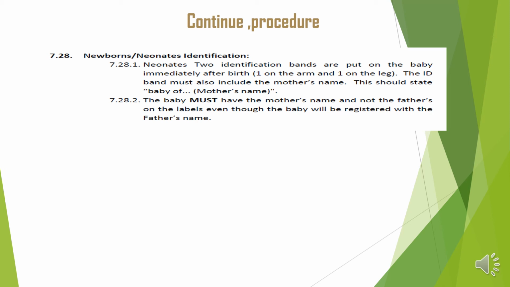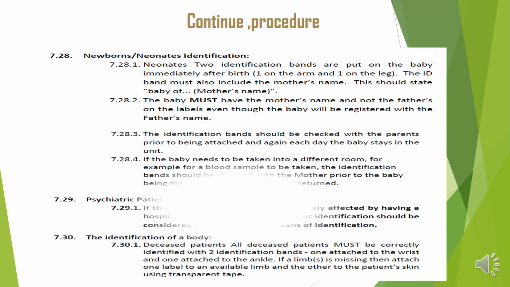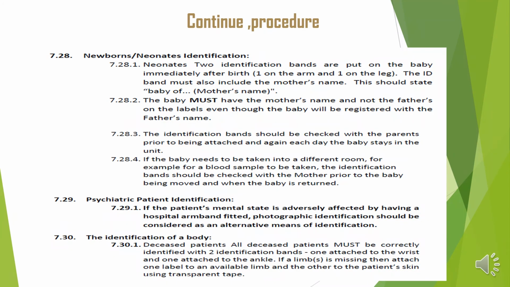So two ID bands, one on the leg, one on the wrist of the arm, and both say baby boy of or baby girl of, and the name of the mother. The baby must have the mother's name and not the father's name. Of course, because the mother is inside the hospital, the identification of the neonate is by the mother's name, not the father's name. The identification band should be checked with the parents prior to being attached and again each day. When the mother comes to feed the baby, or the father comes to check on the baby, we have to identify and check the wristband every day, so as not to mix the babies up.